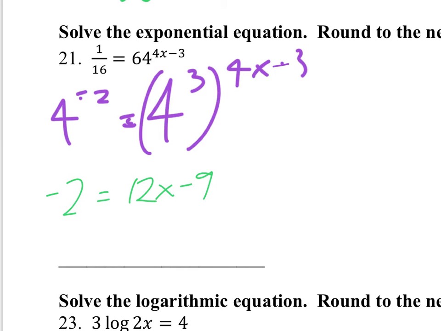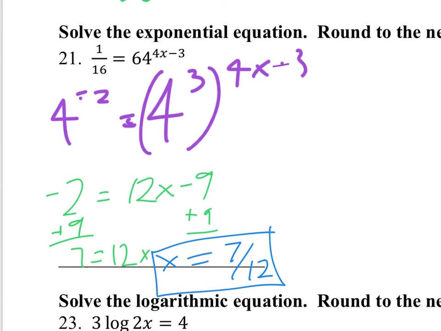So from there we just solve that equation for x. We would add the 9 to both sides. We get 7 equals 12x, so x would equal 7/12. And again, that's the exact answer.